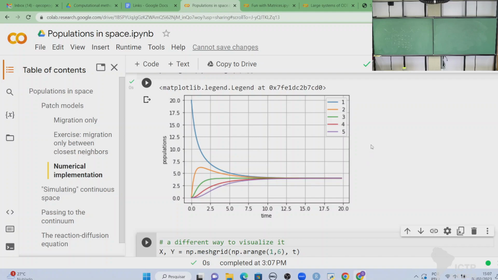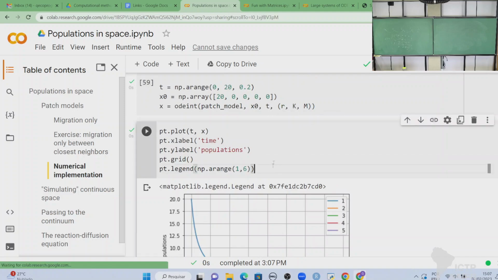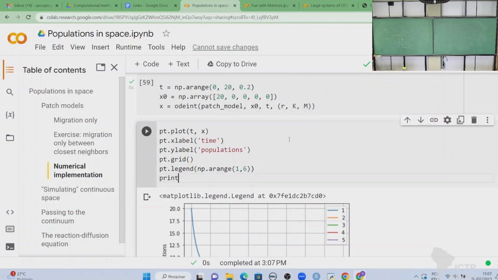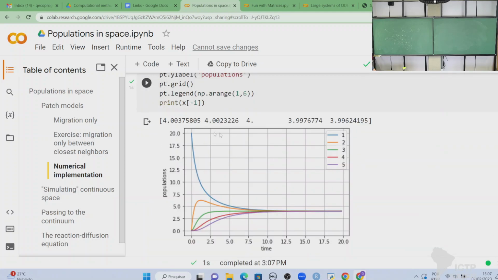So you see, with m equals to 1, right? More or less, after some time, a little bit over 10, all of them reach the same value, okay? The same population, right? So let's print the final population here, okay? The final population here is just going to be around 4. For a long time, it's going to be exactly 4 for each of the patches, yeah?